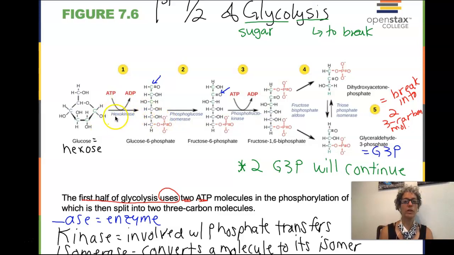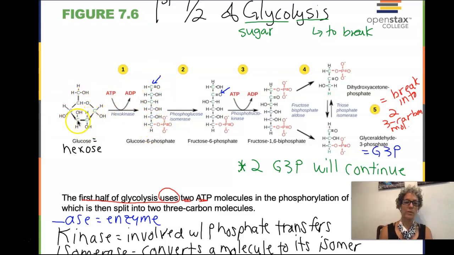So the first enzyme is called a hexokinase. Hexo because it acts on a 6-carbon molecule. And kinases are enzymes that are involved with phosphate transfers. So it's an enzyme, kinase, phosphate transfers. Why not phosphatase? They didn't ask me when they named this. So the hexokinase catalyzes taking the phosphate off of ATP, and we stick it on the 6th carbon of the glucose. And now we have a linear molecule as opposed to a ring.